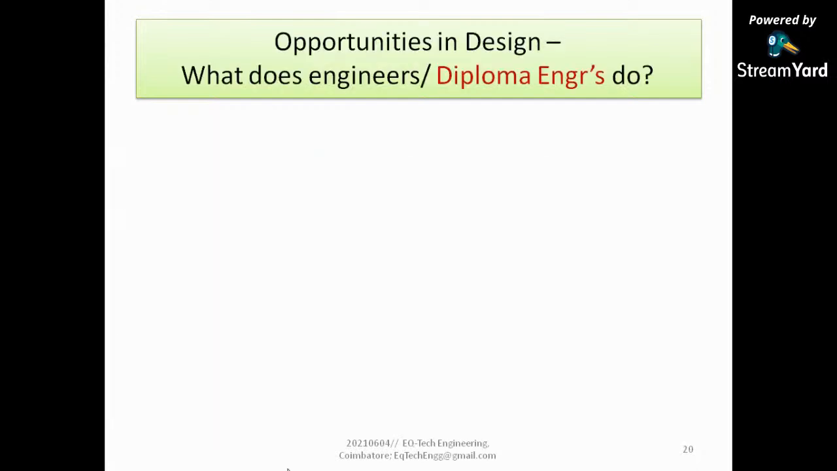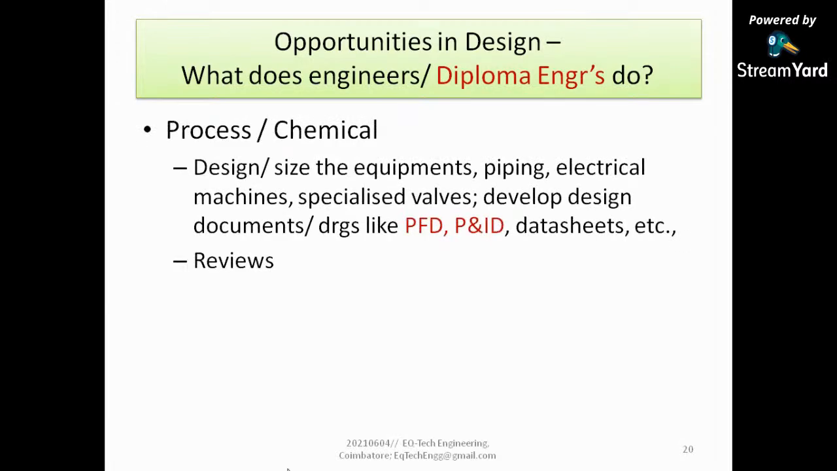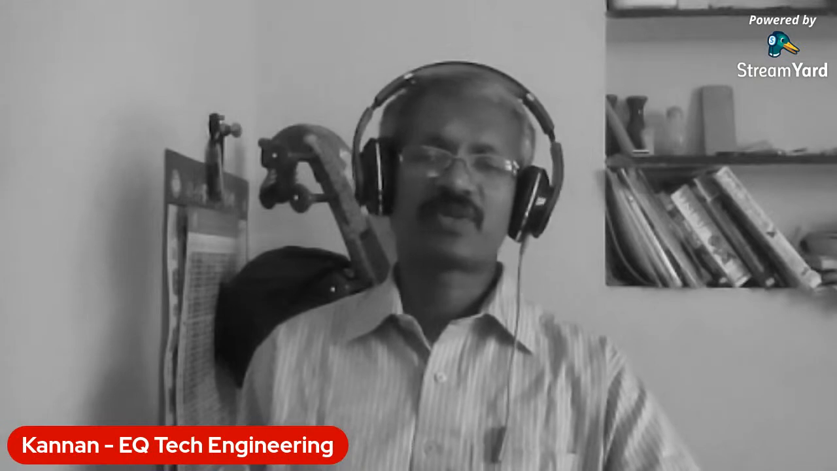Okay, now let us see what the opportunities in design are for engineers and diploma engineers. So what does a process engineer do? They basically design, or we call it size, the equipment, piping and electrical machines. So what should be the size of the piping? Whether it's 2-inch, 3-inch, or 4-inch. Depending on the total capacity of the plant, they'll be designing the size of the equipment.